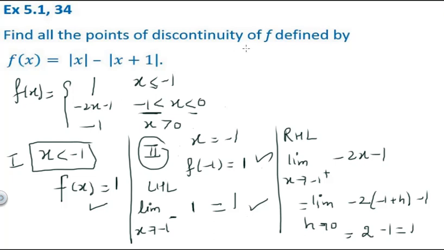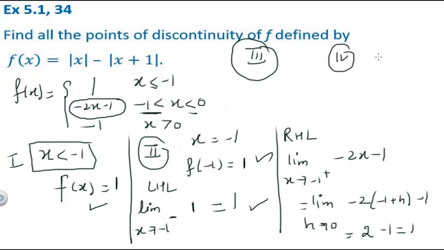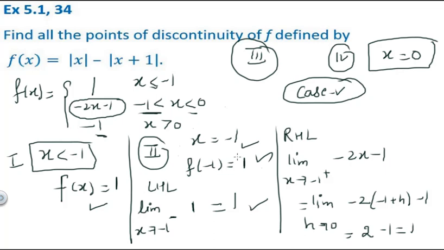Clear? Now you see the third case here. It is continuous when x is less than minus 1 and at x equals minus 1. Between minus 1 and 0, the function value is minus 2x minus 1, so being a polynomial function, it will be continuous. Also, the fourth case, you will check at x equals 0, as I have checked for minus 1. And in case 5, for greater than 0, we have a constant value, so it will be continuous. Now your only work left is to check for 0, as I have checked for minus 1.